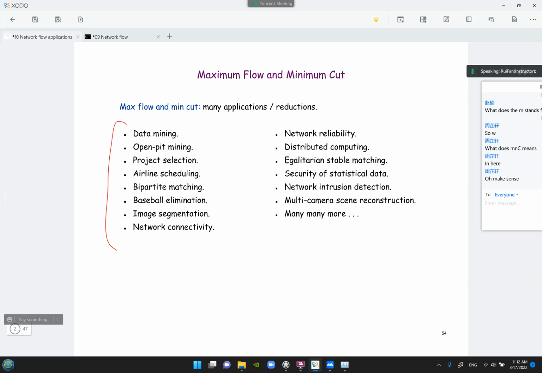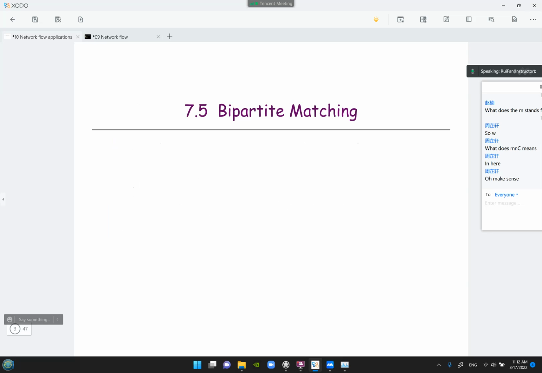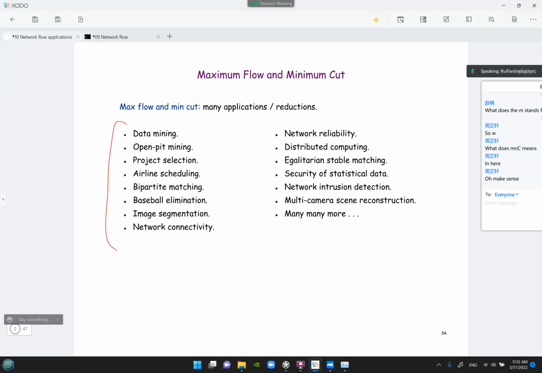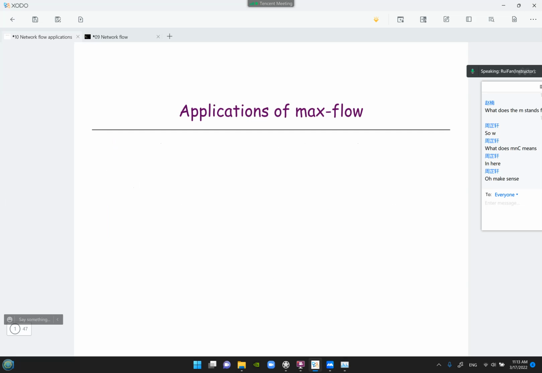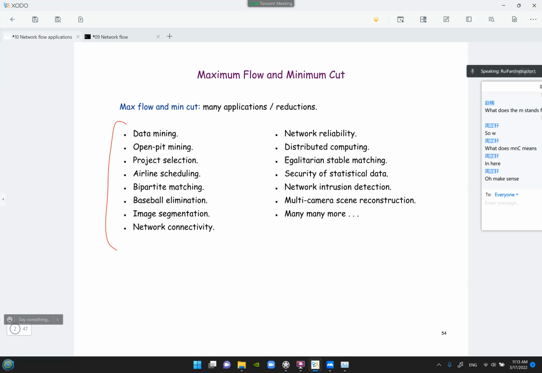There's a big list of these problems. This is why I say that max flow and min cut are really important problems in combinatorial optimization, because you can transform many other problems to these problems. Unfortunately, there's a lot of stuff to cover in this chapter, and I'm not going to have time to go through all of them. I'm going to pick out a few important things.